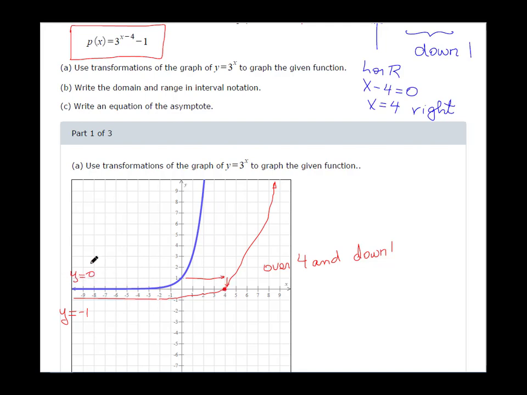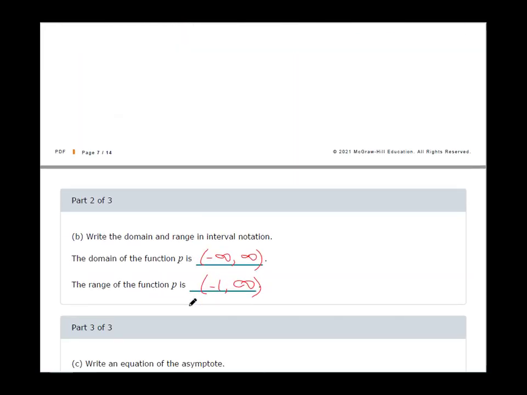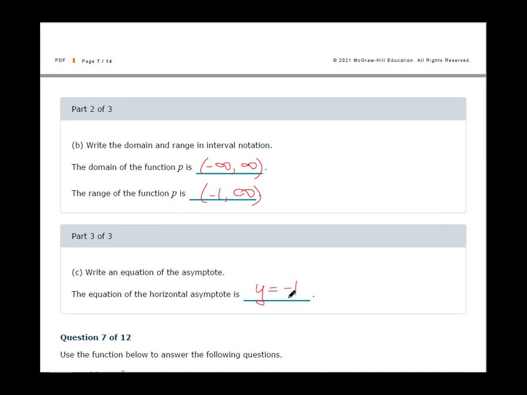The asymptote is y equals 0, and if I go down by 1, it's now at minus 1. Domain doesn't change, but how high and how low does. And that's why it is minus 1 to infinity. The asymptote is y equals minus 1.